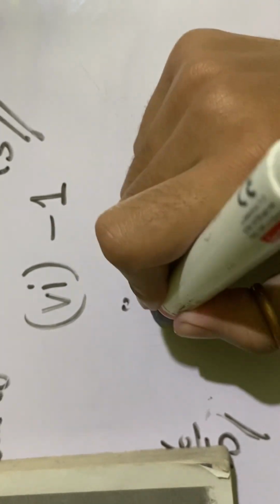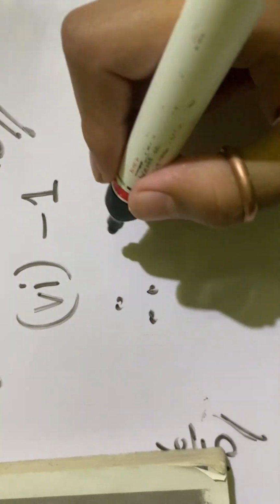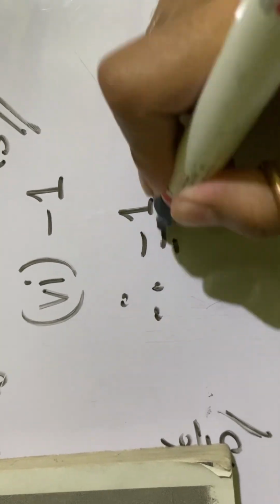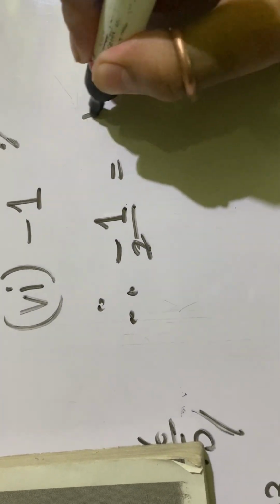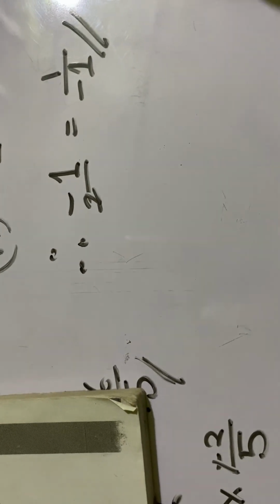minus 1. Therefore the multiplicative inverse of minus 1 is 1 by minus 1. So we have completed question number 4. We move to question number 5.